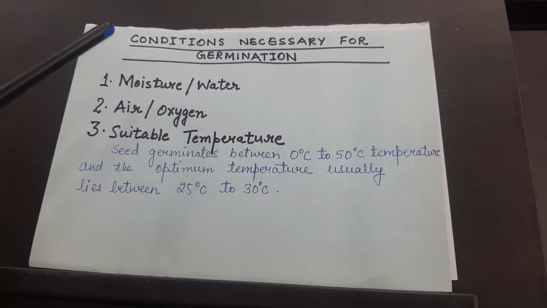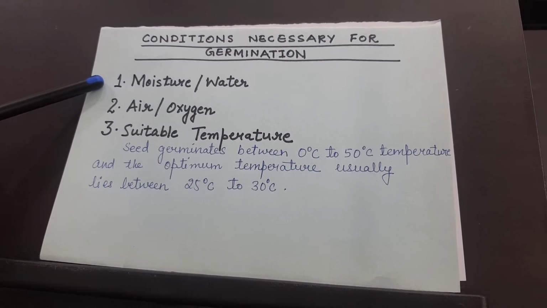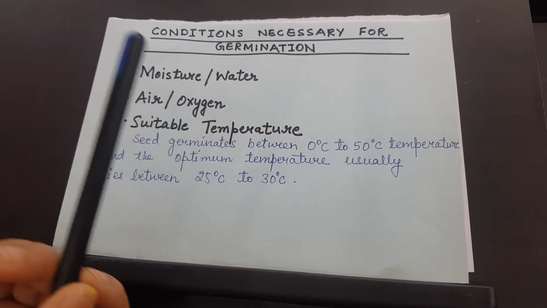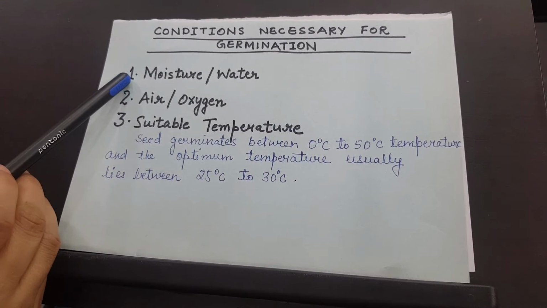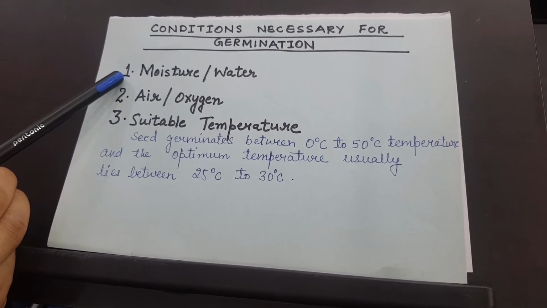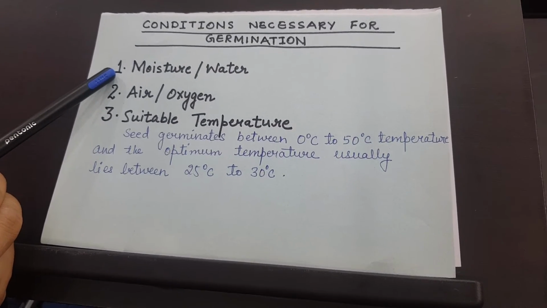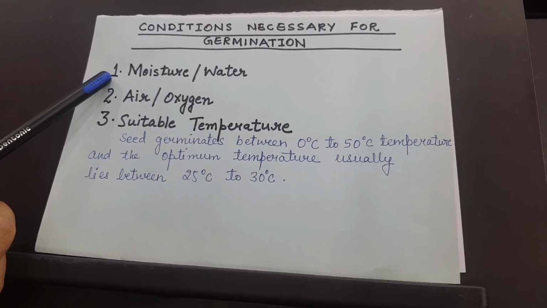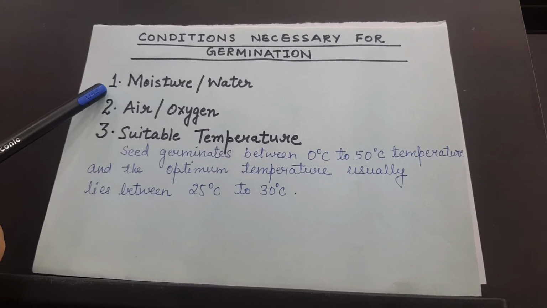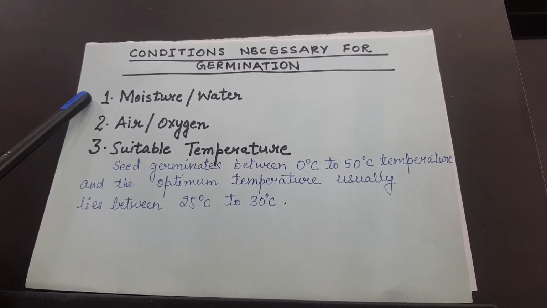Now, let us know the conditions necessary for germination. There are three conditions required for germination of a seed. The first is moisture or water. The food is stored in the seeds in dry condition, but the developing embryo cannot utilize this dry food. So food can be utilized in liquid form only, and seeds can utilize only the dissolved oxygen. That is why water is necessary for seed germination.